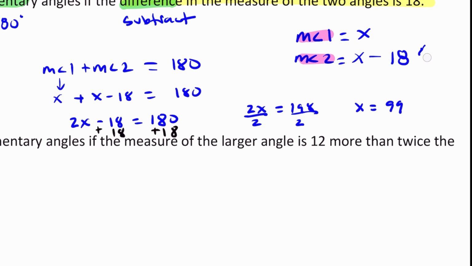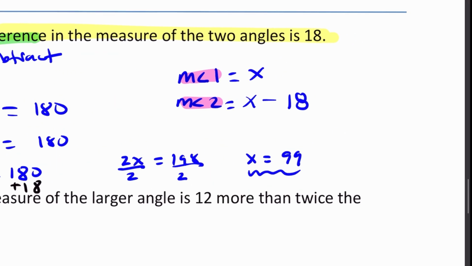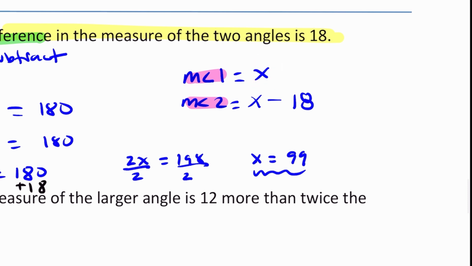So if x is 99, what's the measure of angle 1? Well, the measure of angle 1 is currently x, and x is 99, so it's 99. Measure of angle 1 is 99. And then the measure of angle 2 is just 99 minus 18. And 99 minus 18 is 81, okay?